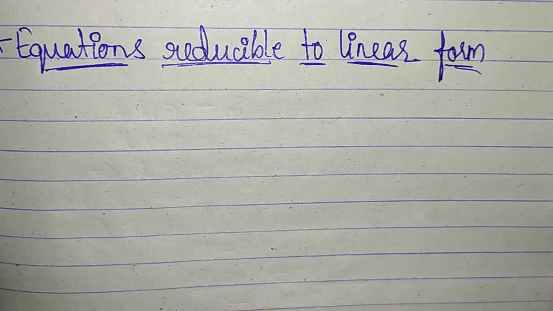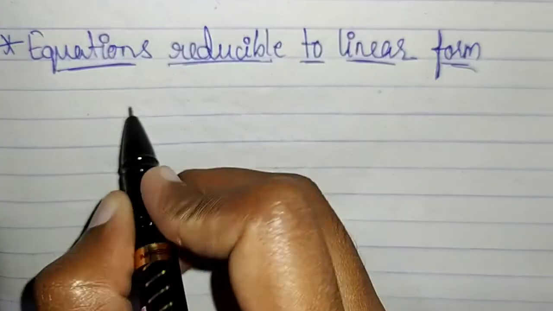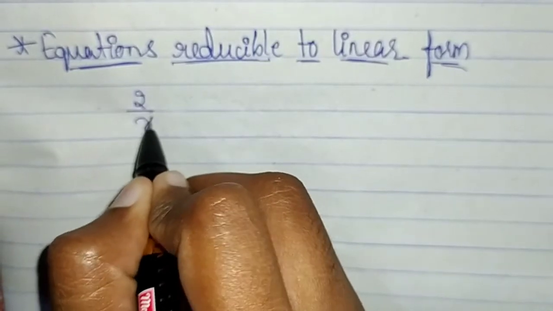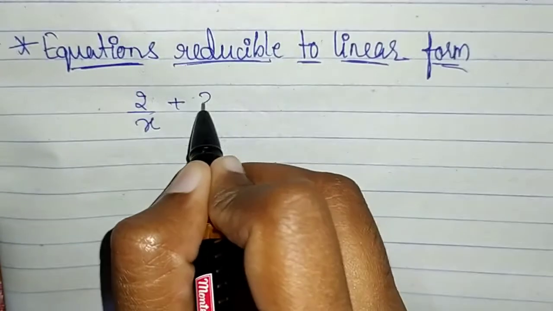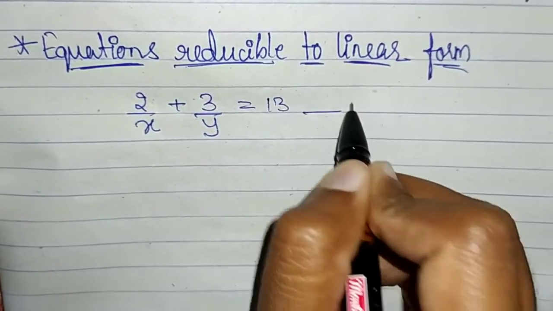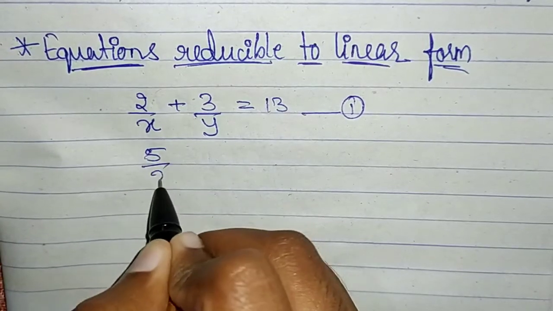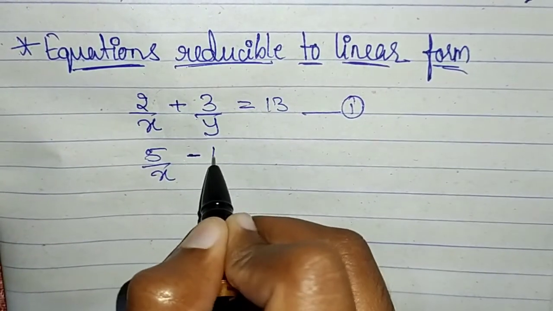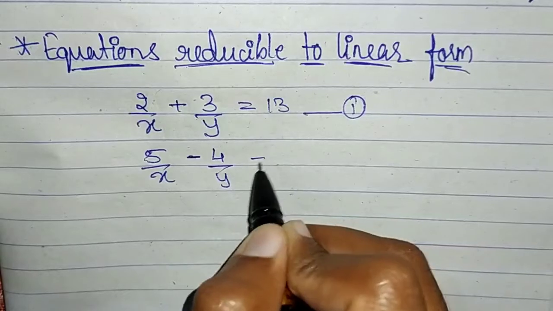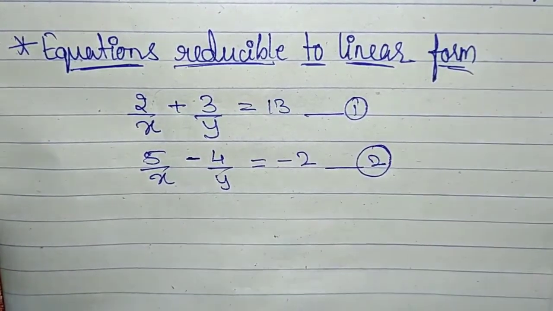Today's class we'll be learning about equations reducible to the linear form. To understand how it is done, let us look at the example. 2/x + 3/y = 13. This is the first equation. And 5/x - 4/y = -2. This is our second equation.